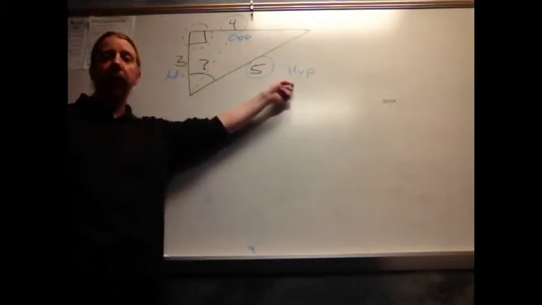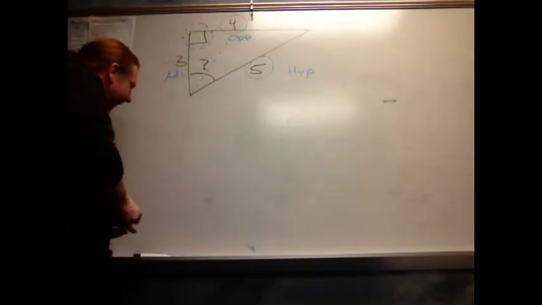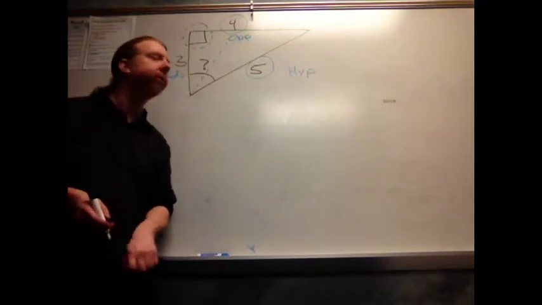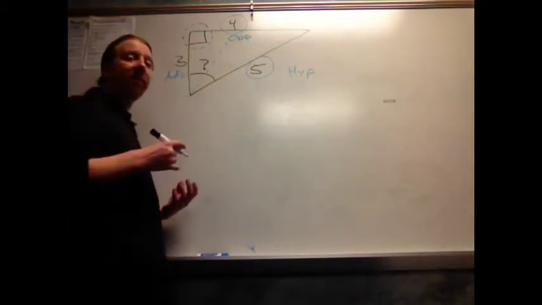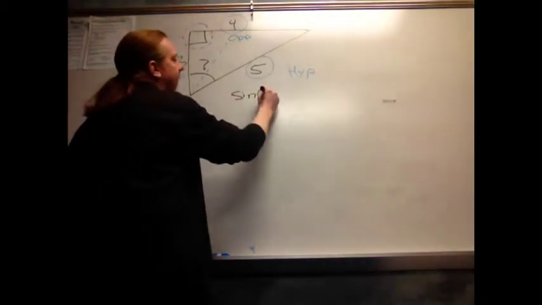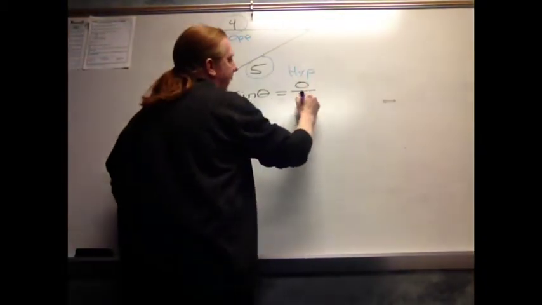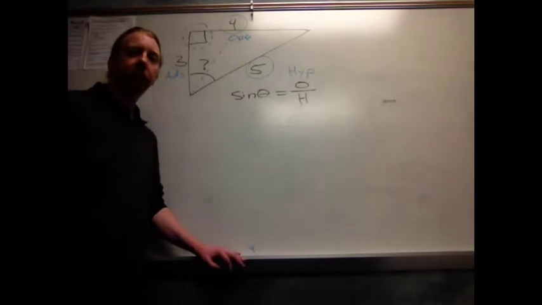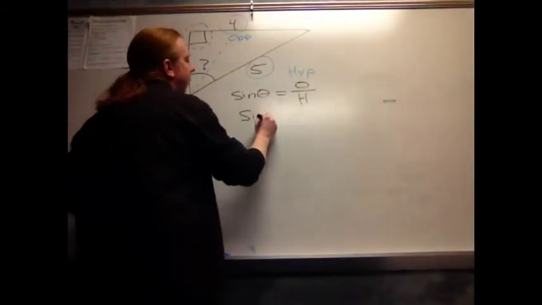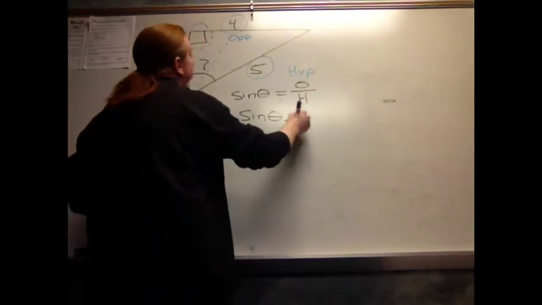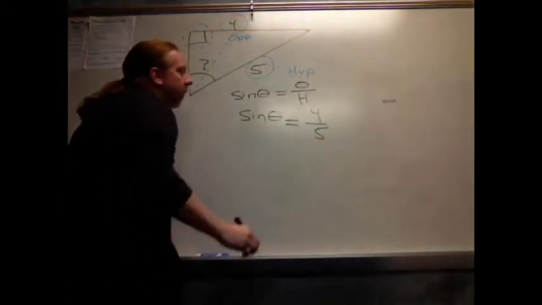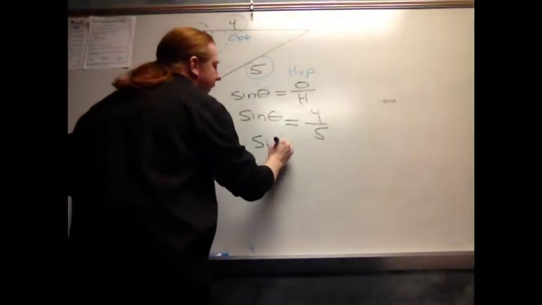The question I want to ask is what trig function fits. And again, I selected the 4 and the 5 because I wanted to stay with numbers that are easy to work with. So I'm going to be using sine for this because it uses the opposite divided by the hypotenuse. So plug in what I know. Sine of the angle is equal to the opposite, 4, divided by 5.